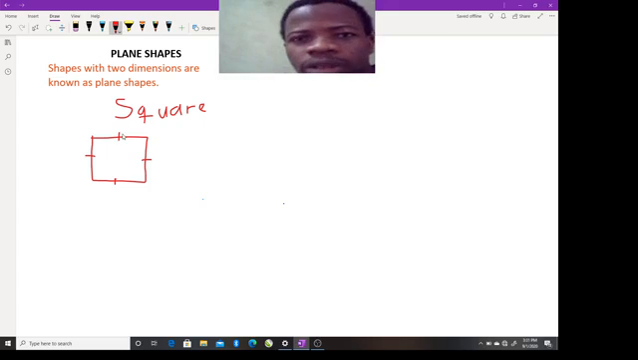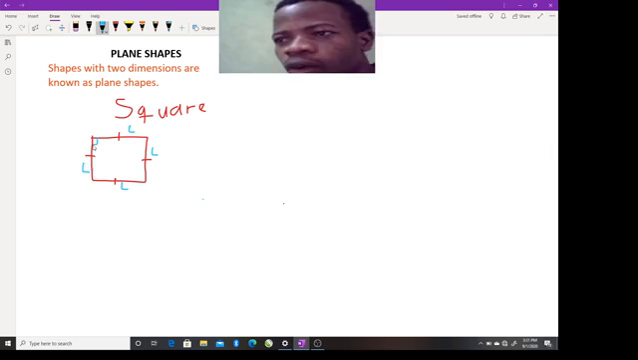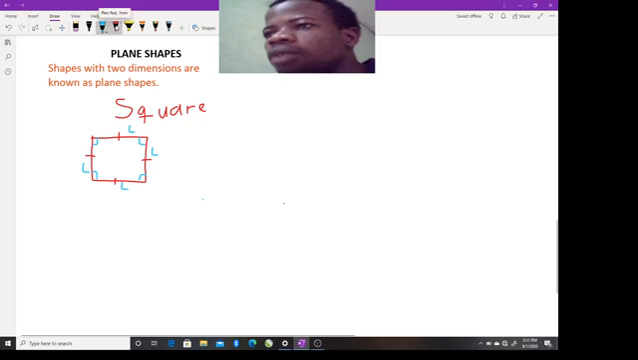It has equal dimensions. So we have this to be the length. This is the length. This is another length. This is another length. It also has 4 angles, such that the angles are equal to each other. They are 90 each: 90, 90, 90, 90. So everything sums up to 360, and that will make it a quadrilateral.